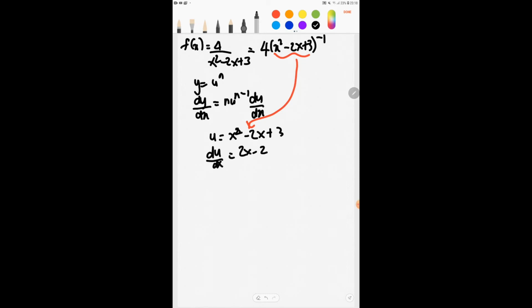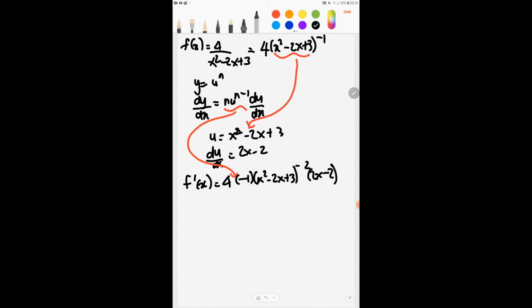Now we want to find f prime of x here. If you look at the function f, we have 4 in front of it, so we have to consider that. We take 4 and put it in front first, and after that we take the formula for the composite function. Then n is negative 1, and u to the power of n minus 1, so we get u is x squared minus 2x plus 3 to the power of negative 1 minus 1, negative 2, and du/dx is 2x minus 2. Okay, so we get that one.